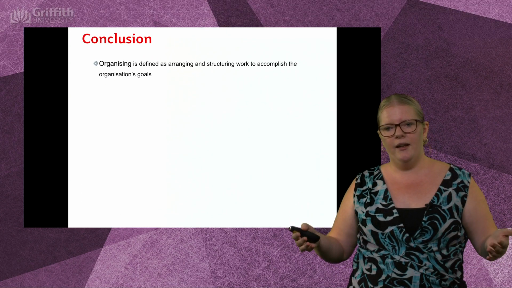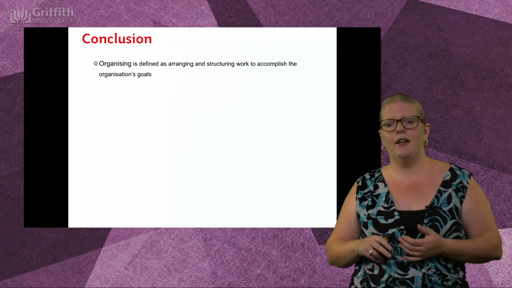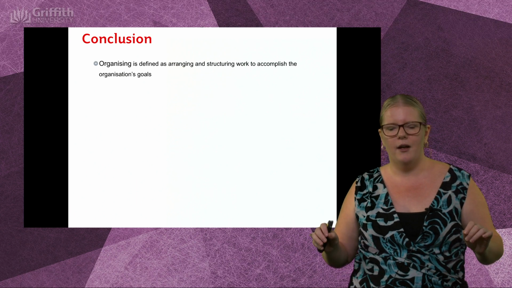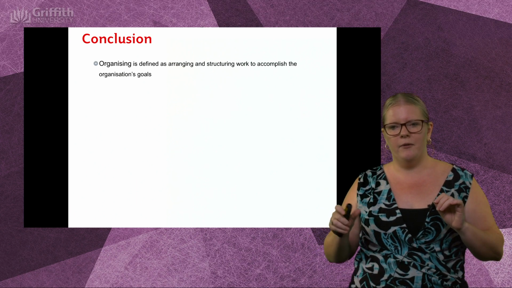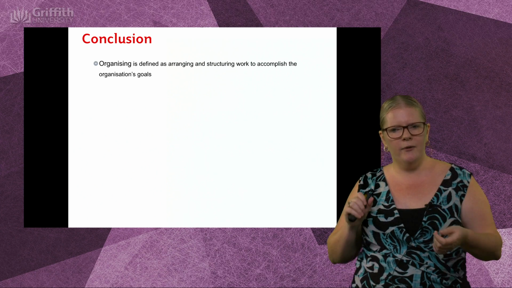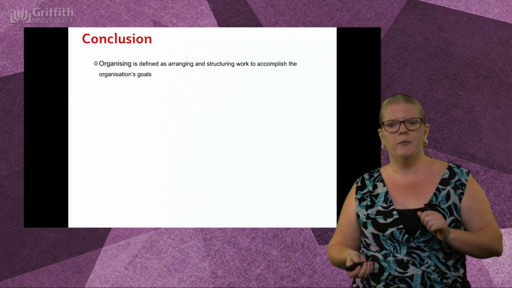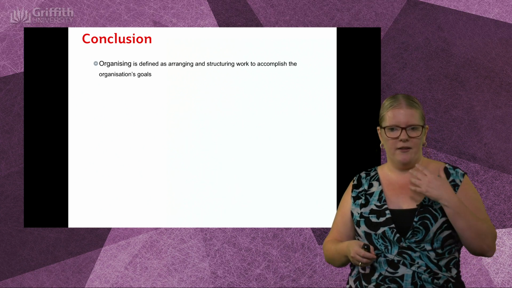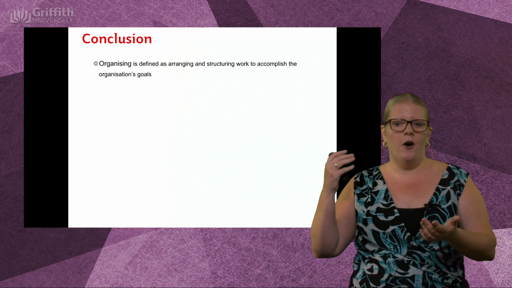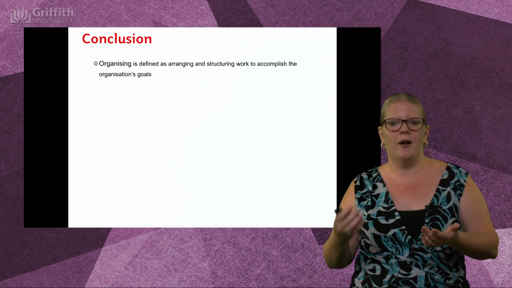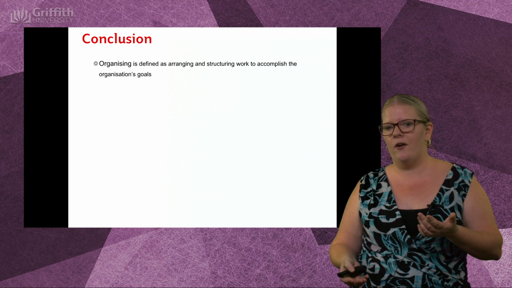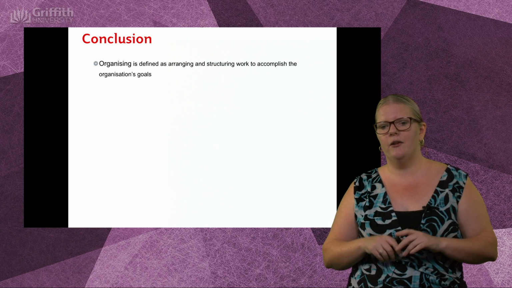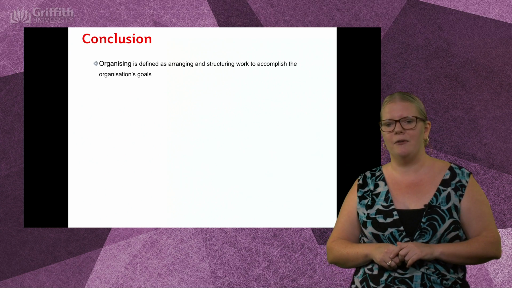So, in a nutshell, organising is defined as the arranging and structuring of work to accomplish the organisation's goal. There are formal and informal relationships within an organisation, and it's really important that you understand both, because while one is communicated directly through a picture and is the formal reporting relationships, most often a lot of the activity that goes on happens in the informal networks. So understanding both within an organisation is certainly key to being successful in management.